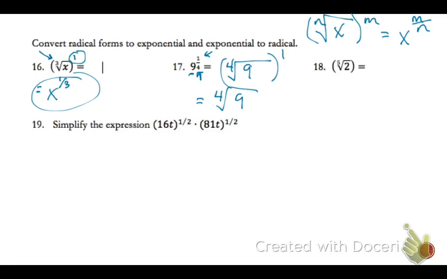Now, if we could simplify that, then we would, but there's not an even number that if we multiply by itself 4 times, we'll get 9.